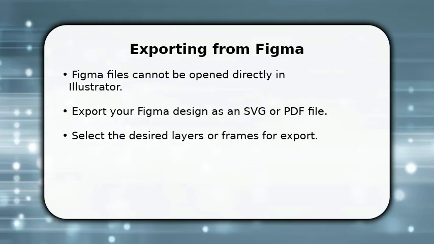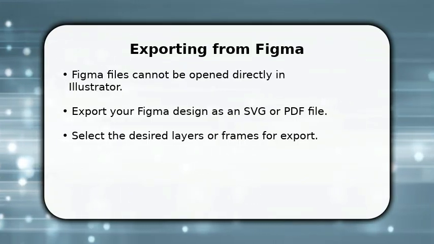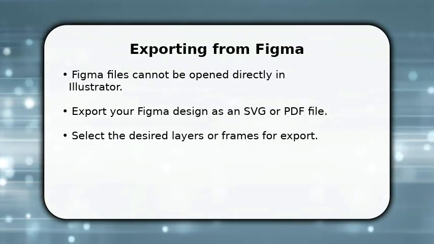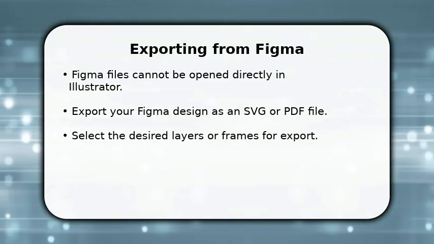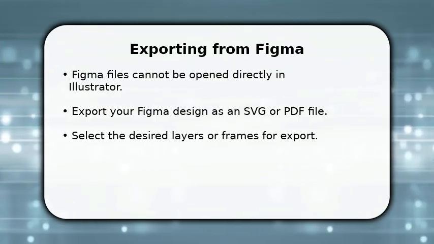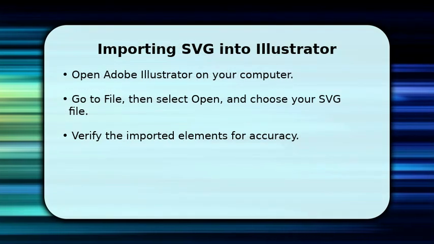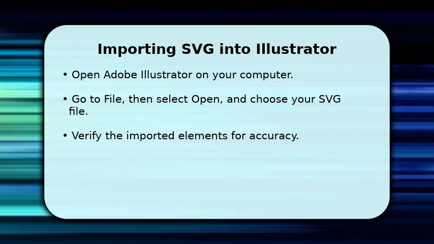Then, choose either SVG or PDF as your export format, ensuring your settings are optimized for the best quality and compatibility with Illustrator. Once your file is exported from Figma as an SVG, open Adobe Illustrator. Navigate to the File menu and select Open. Locate your saved SVG file and click to import it.